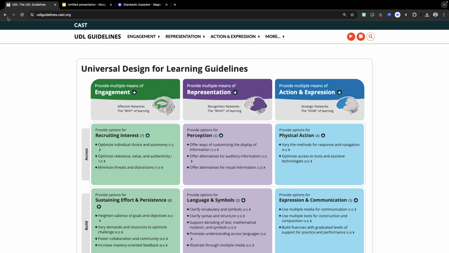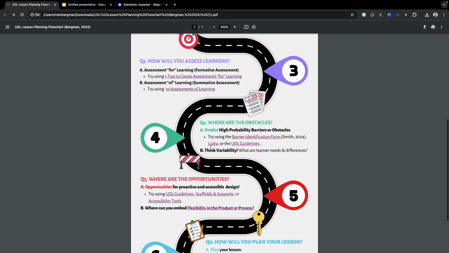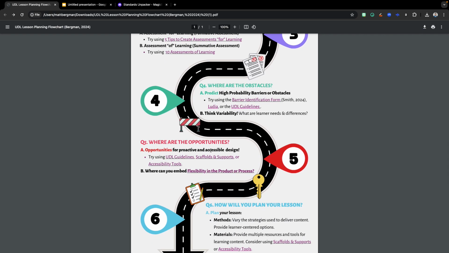So knowing those sort of things is extremely helpful because then what we can do is start looking for opportunities. And so when we're looking for opportunities for proactive and accessible design, we start looking at some of the strategies that we might have in our toolbox to help address this.